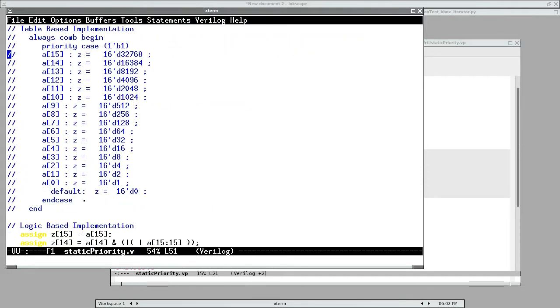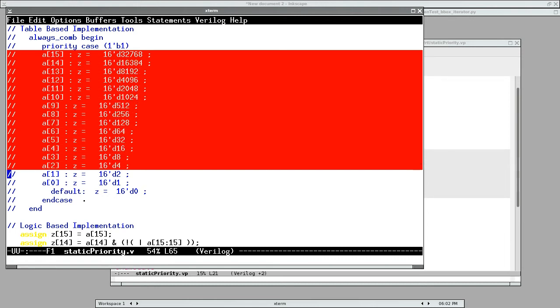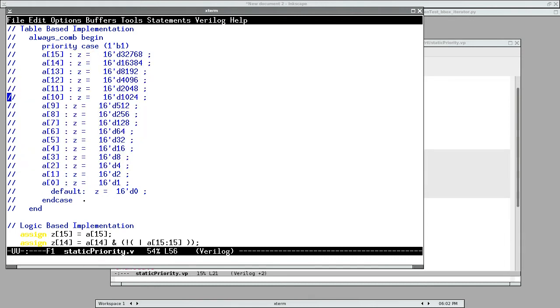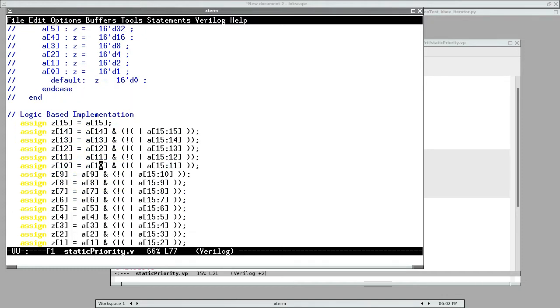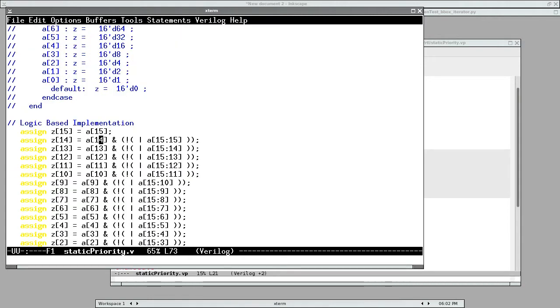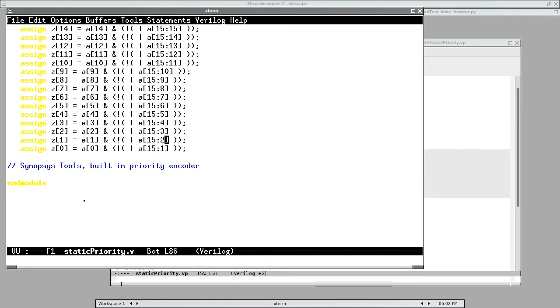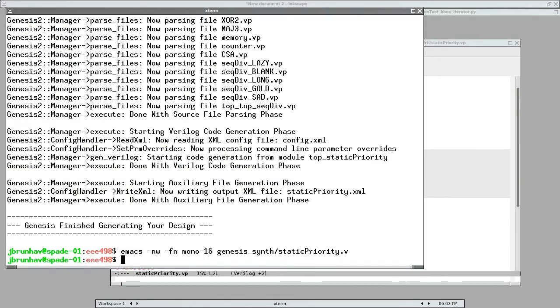So this is what the commented out static priority looks like, where it's just table-based lookups. So A15, it should return a string where the leading bit is 1, 14 is 1, and we're playing some math tricks here to make that work. And then the logic-based version is pretty similar. It says Z15 is 15 if A15 is 1, otherwise it's A14 as long as these strings are not 1. So that's what the code we wrote last time looks like.